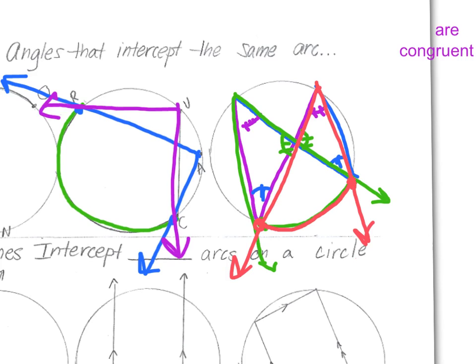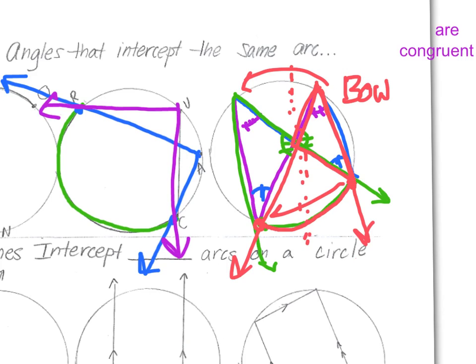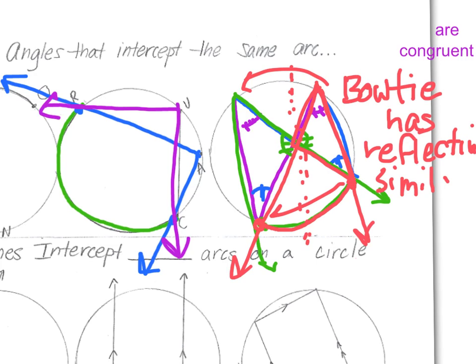So my point that I want to make here is that anytime you have the bow tie, you have a reflexive similarity, where if you reflect this triangle over this segment, it's going to be similar with its corresponding parts being reflected. So we say the bow tie, and I do want you to write this on your paper, has reflexive similarity. This will be important in problems that come up throughout the year.